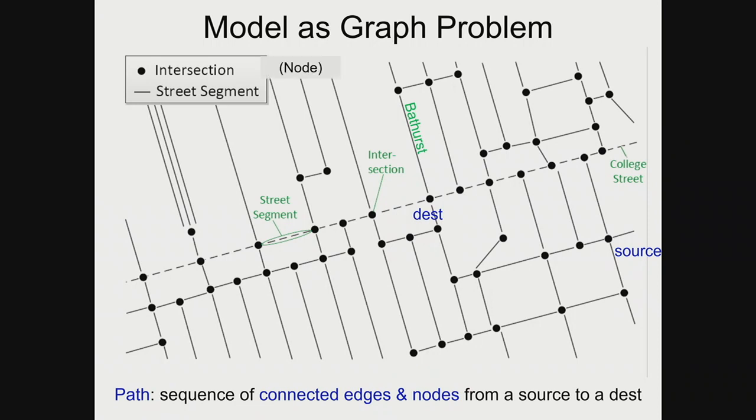A path between two intersections is a sequence of connected edges and nodes. So if I want to go from this source intersection to this destination intersection, I just need to find a path in between them. And again, a path is a term that's defined precisely in graphs. It's a connected sequence of nodes and edges that gets you from the source to the destination.